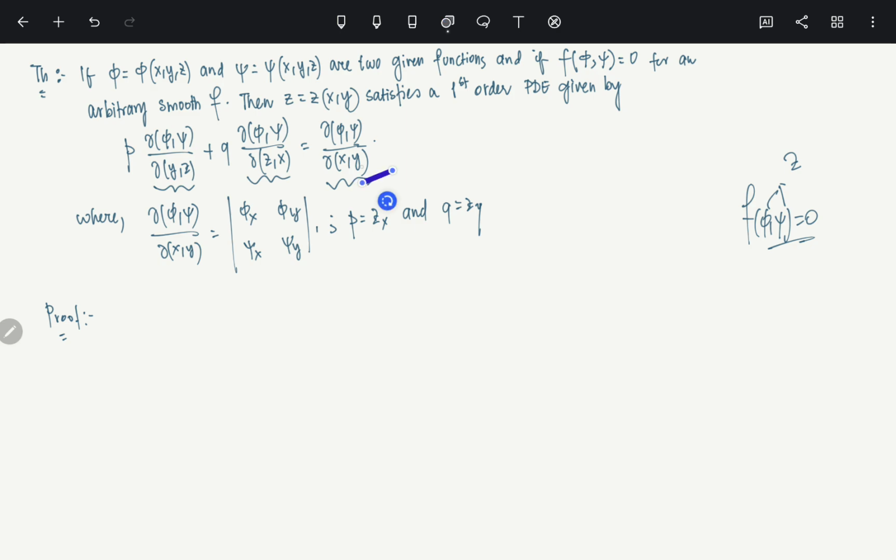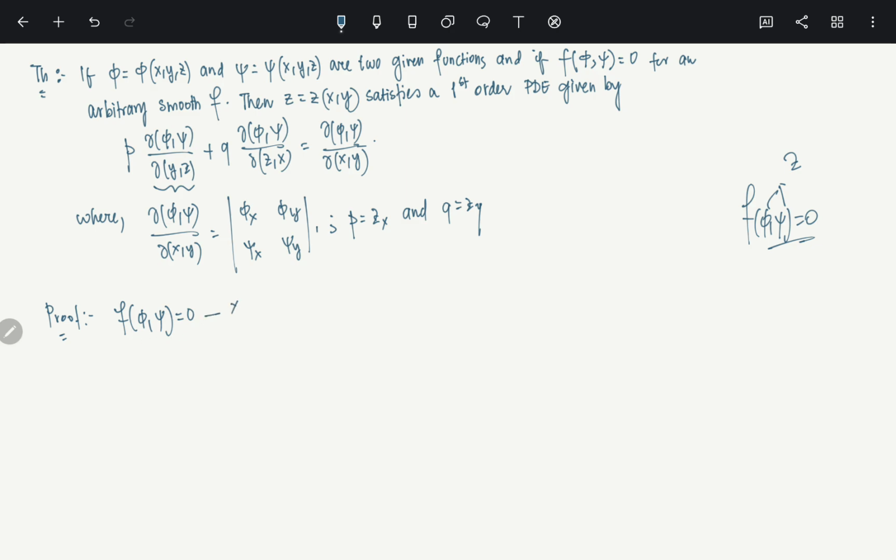Fine, let's look at the proof of it. The proof is very easy. Since f of phi, psi is equal to 0, that's what is given to us, we can take the derivative. Now, this is a chain rule problem, and some of you may not be very comfortable with this chain rule thing. So I am going to write it down properly so you know what is happening here. So this is the relation given.